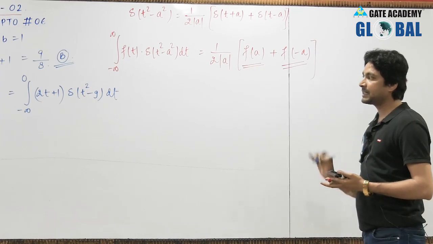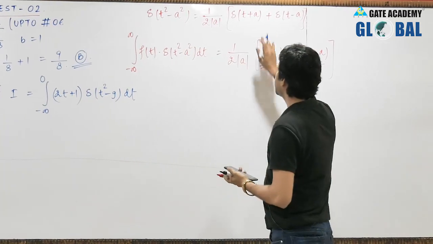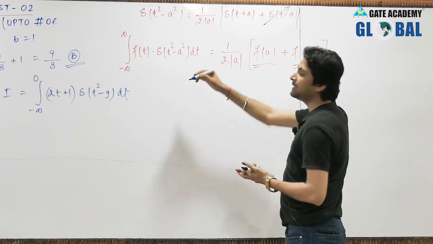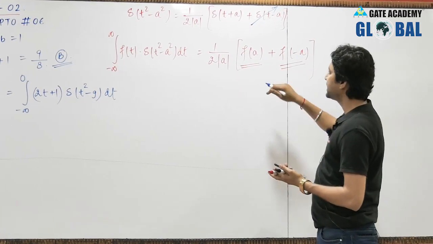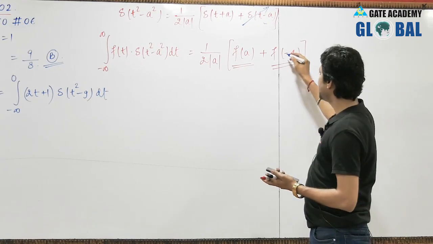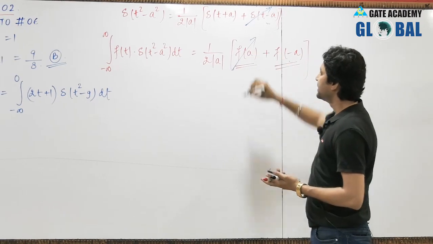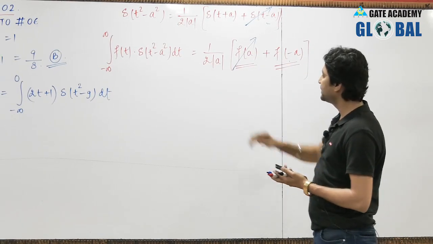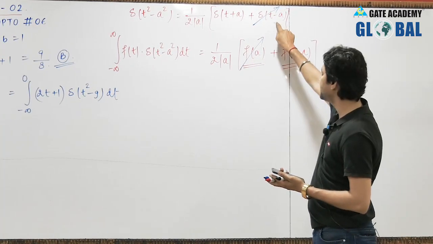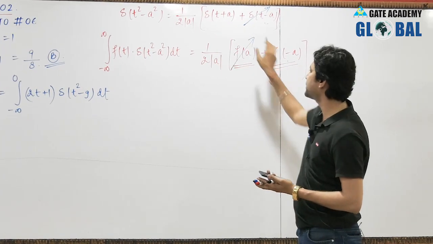Similarly, in this case, if the limit is given from minus infinity to 0, it means that this impulse, which is going to occur at t equals a, will not be present in the given interval. Therefore, if this term is absent, then there will be only the f of minus a term, because f of a will be 0 outside the interval. This impulse is occurring outside the interval. We have written f of a due to this impulse, and f of minus a is written due to this impulse, as it is occurring at t equals minus a.